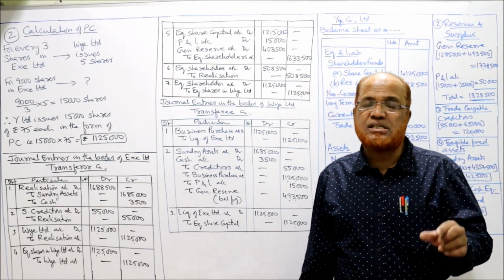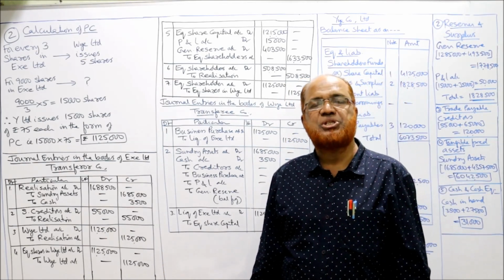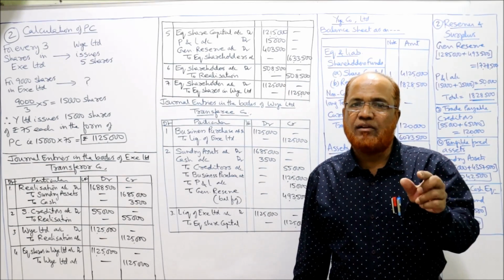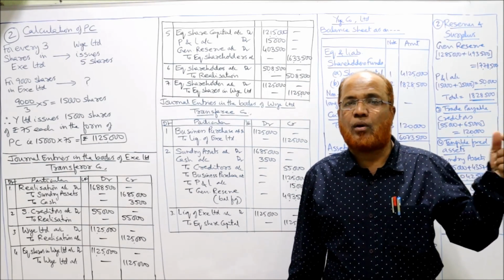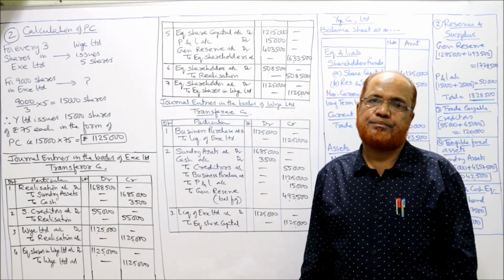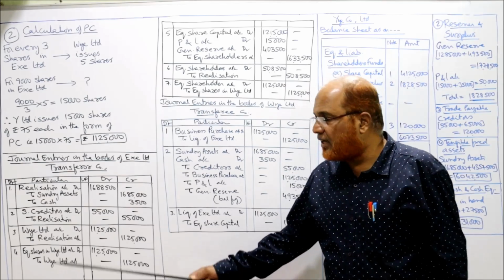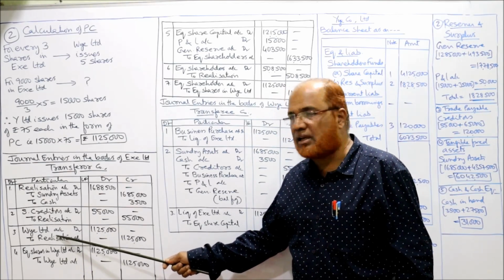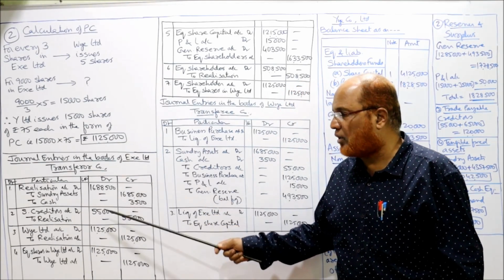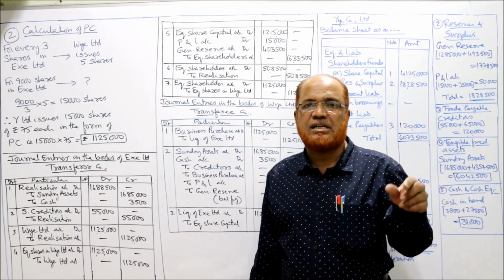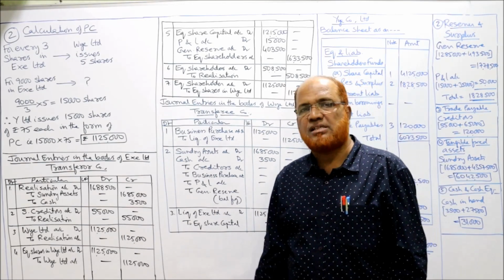Third entry will be PC due, purchase consideration due. The entry will be transferee company account debtor to realization. Which is the transferee company? Y Limited. So Y Limited account debtor to realization, 11,25,000, we already got it. Being the PC due. Now PC received.